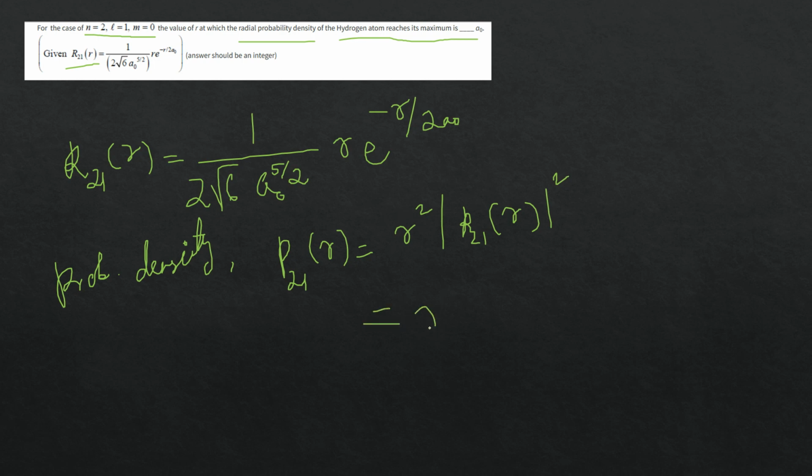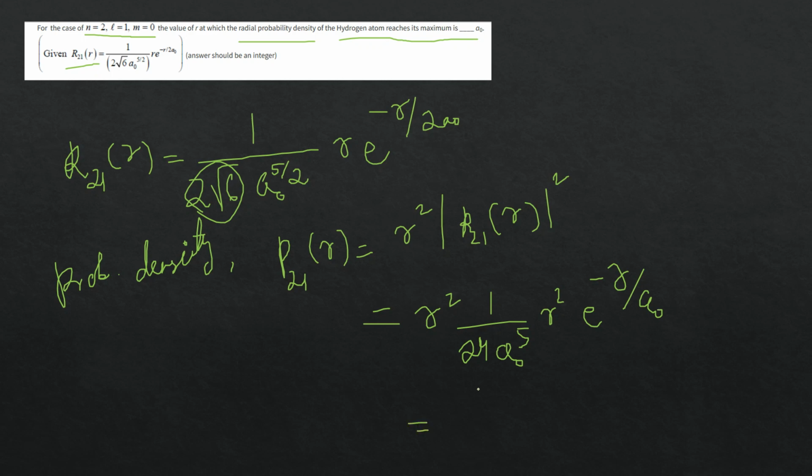So R square is R square, and we will take the square of this one. So 2 root 6 whole square is how much? 4 into 6, that is 24. So 1 by 24 A naught to the power 5 R square, and e to the power minus R by A naught, since R square becomes R fourth. So I can write it as 1 by 24 A naught to the power 5 R to the power 4 e to the power minus R by A naught.